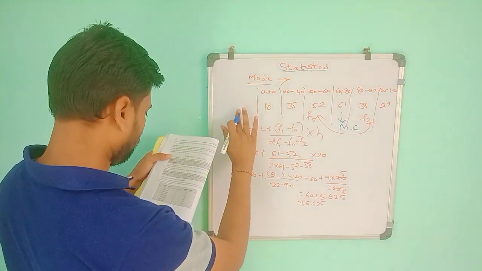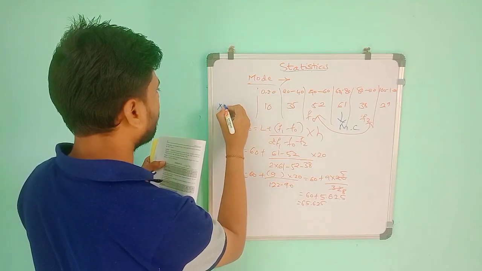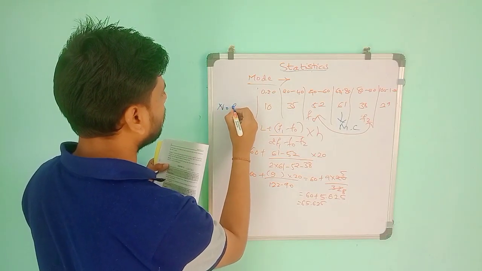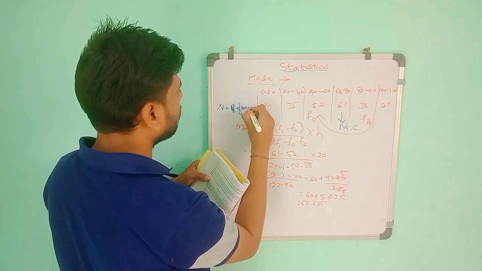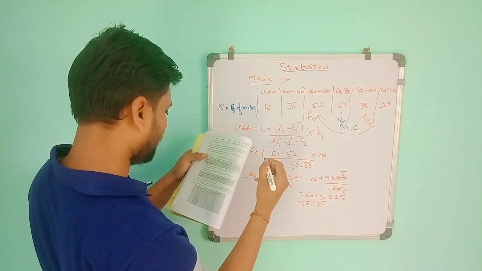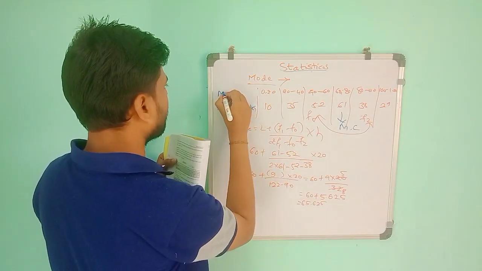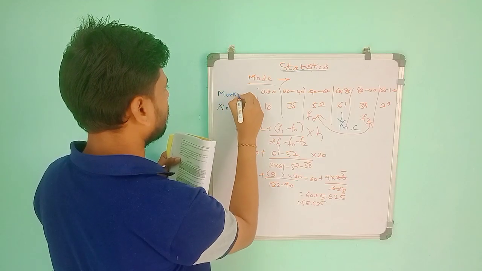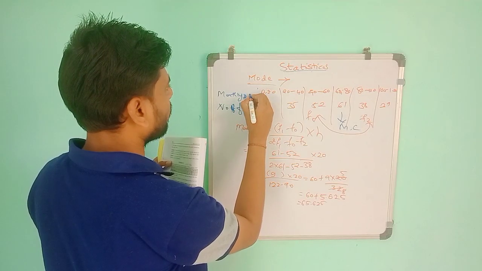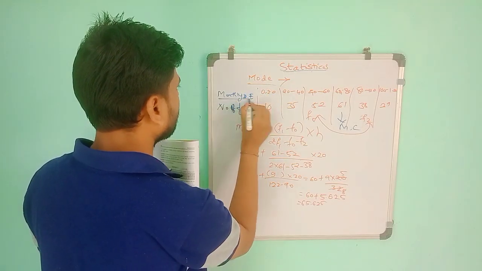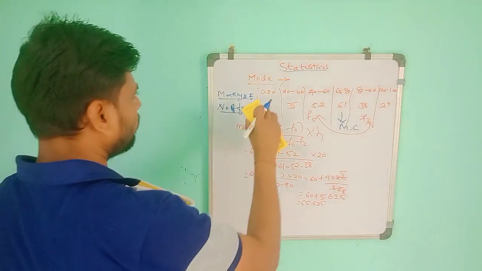These values are the number of families, and the upside is the monthly household expenditure. So this is the number of families. So we only change the values.